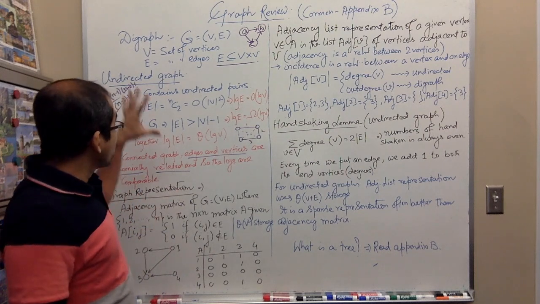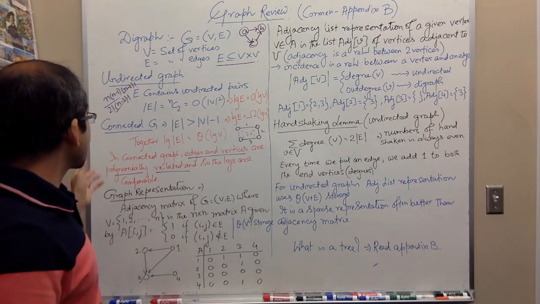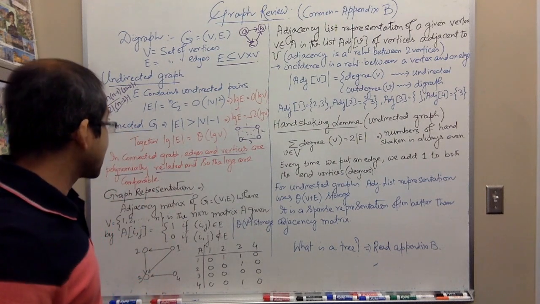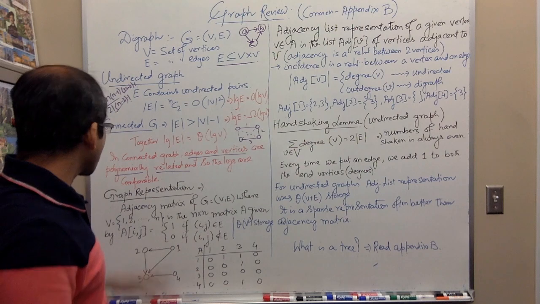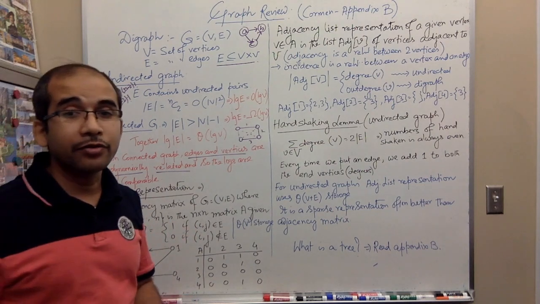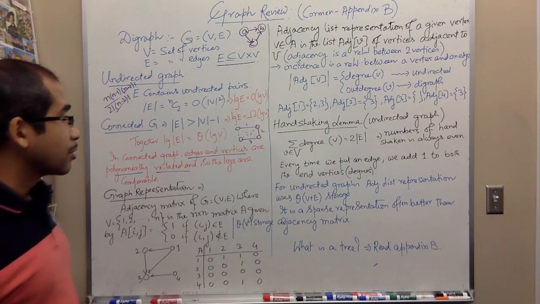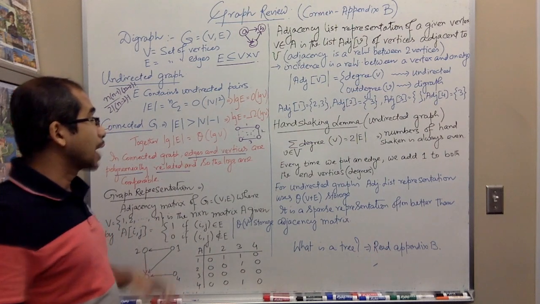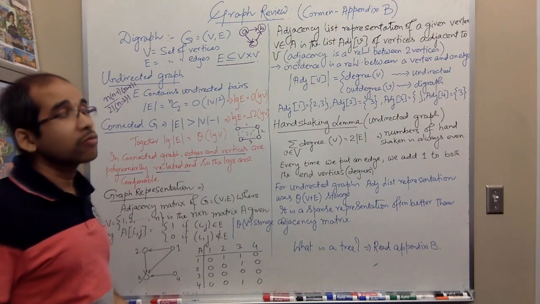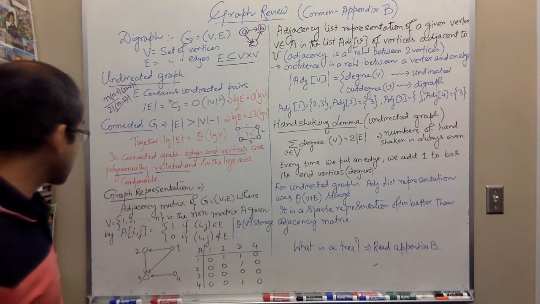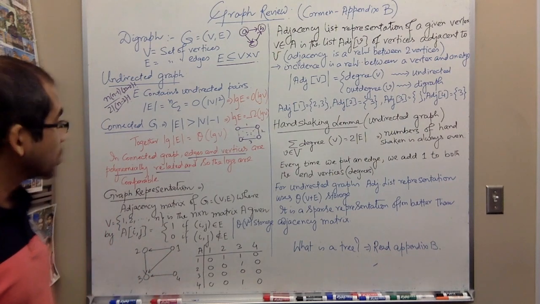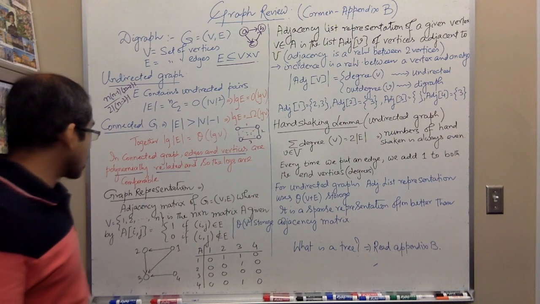So now once we have talked about the digraphs and the undirected graphs and the relation between their vertices and edges, let's talk about the graph representation. When we try to represent a graph in a computer program, because we have to finally program our algorithms, how do we do that? We have two different representations. One is called adjacency matrix representation and the other is called adjacency list representation.